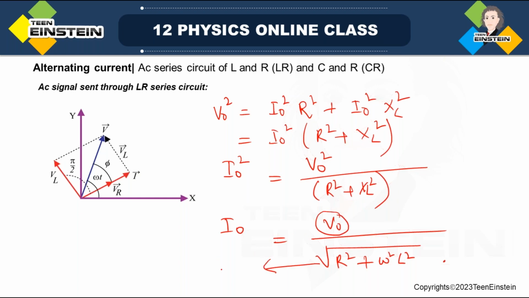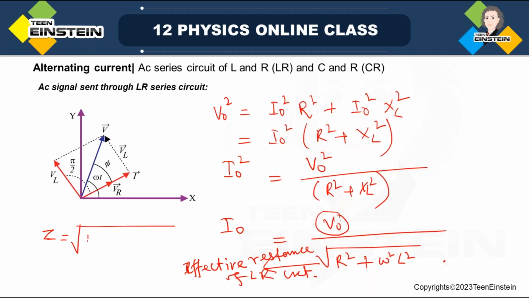So this is actually having the dimension of resistance, and this is the effective resistance of the circuit. This is called the effective resistance of the LR circuit, which impedes the flow of current through the circuit. So this has the dimension of resistance only, so it has the unit ohm only. This quantity is denoted by Z and it is called impedance.